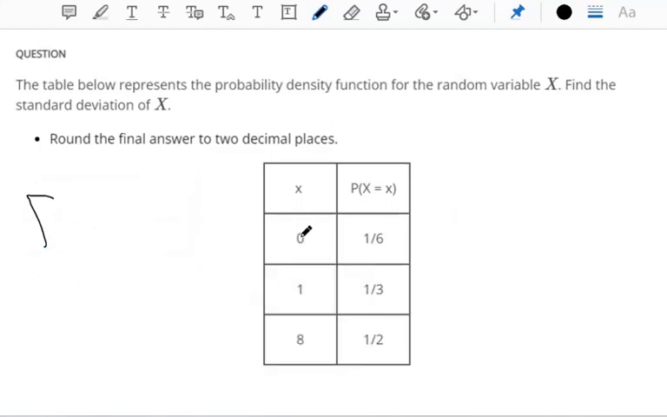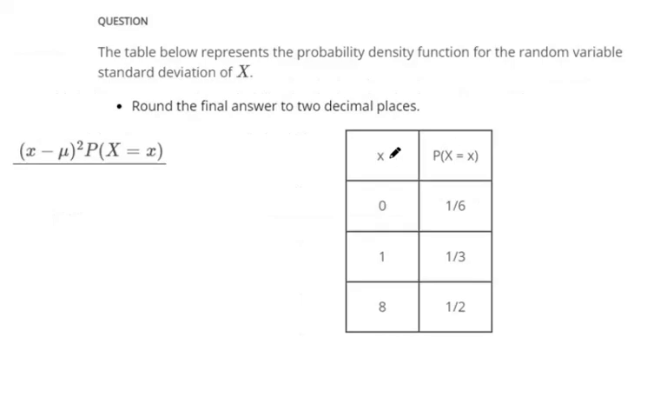So this is discrete, and to find the standard deviation, we need to use this formula. This is the formula for the variance. To get the standard deviation, you just need to take a square root. The formula says take each value for x, so 0, 1, and 8. You do this 3 times because there are 3 values for x. You subtract the mean, which is the expected value, which I'll help you calculate in just a second. You square that difference, and then multiply it by the probability.